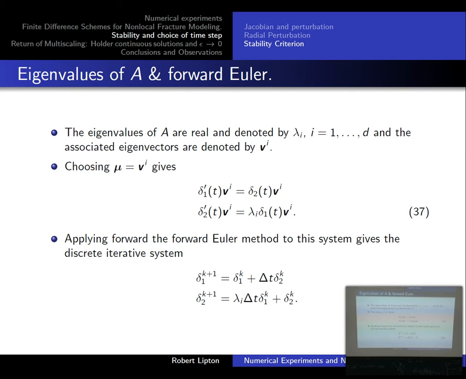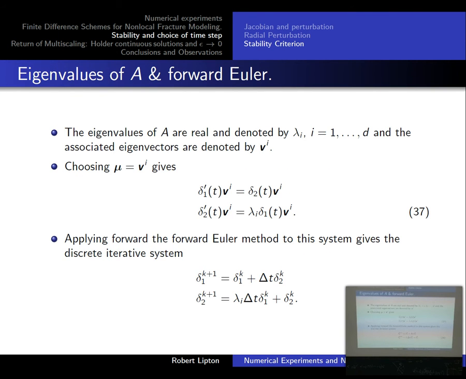And this gives us our time stepping. At the next time step, this is how it's related to the previous time step. The key point is to note that A acting on this vector, since it's an eigenvector, is going to be lambda. So in the second equation we have lambda times delta 1 plus delta 2, and in the first we don't have lambda. This is the iteration in time.